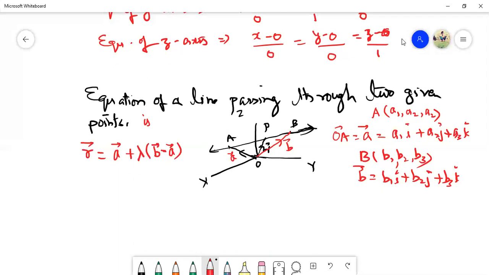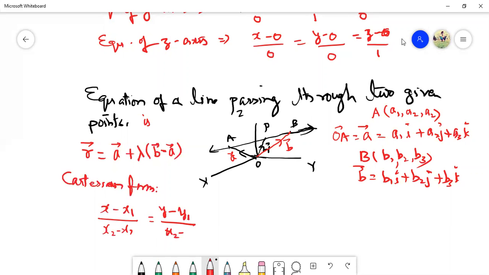And the Cartesian equation: if you convert the same equation into Cartesian form, you can put in the values and equate. So you get the Cartesian form as the same equation passing through the 2 points x1, y1, z1 and x2, y2, z2. So the equation of this line will be x minus x1 over x2 minus x1, equals y minus y1 over y2 minus y1, equals z minus z1 over z2 minus z1.